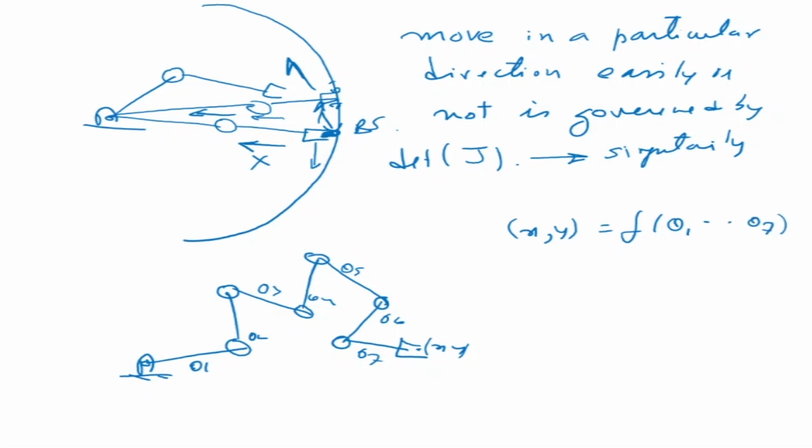Now this means that suppose I have the same relation x dot is equal to J into theta dot. This J is now 2 into 7. It is not a square matrix anymore. Okay, now what does this mean?